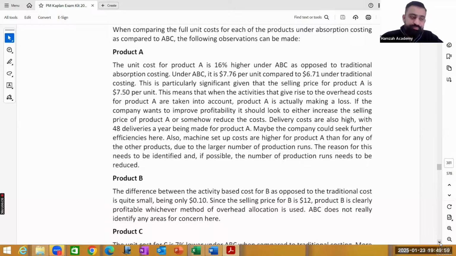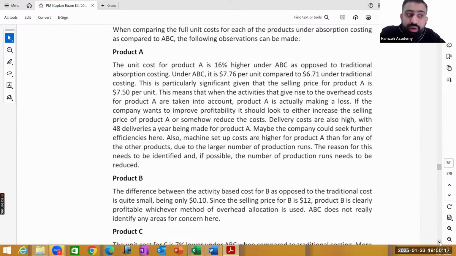So when you use ABC, you take into account the cost drivers, and that more appropriately determines the cost of the product. And when you have a real picture using ABC, now you can see product A is loss-making.